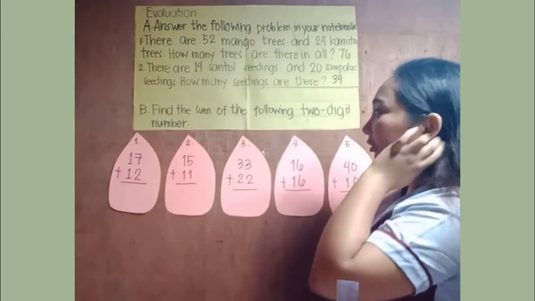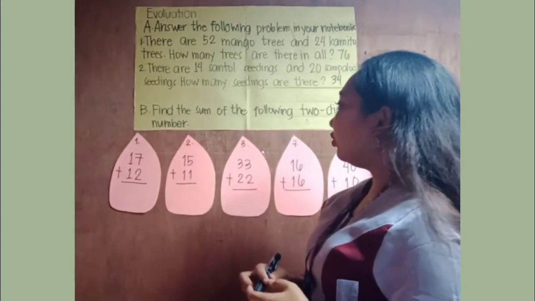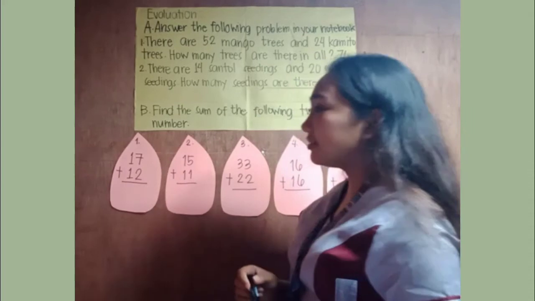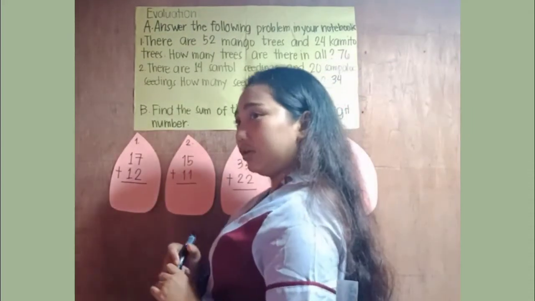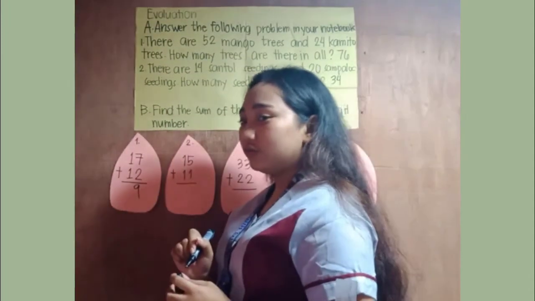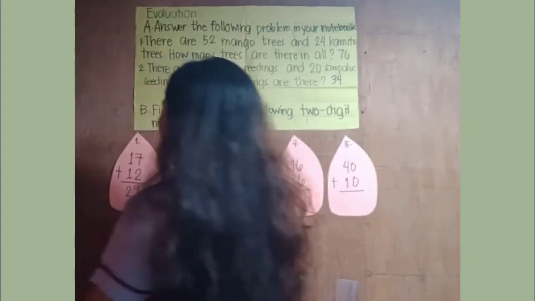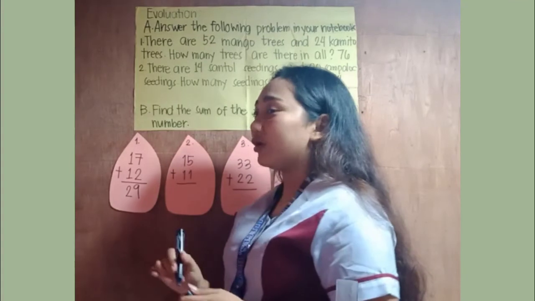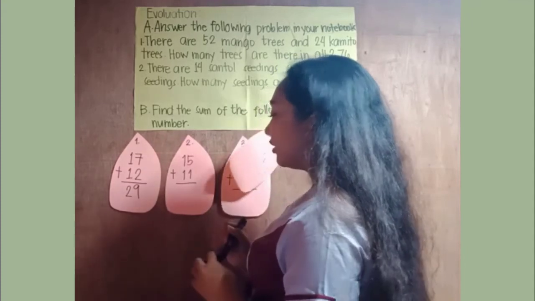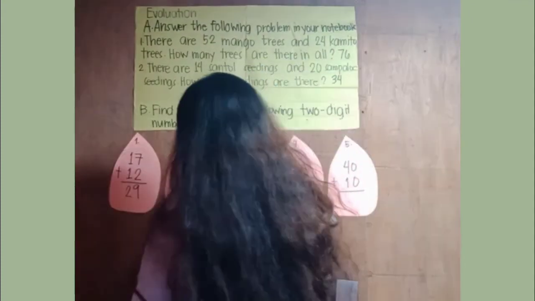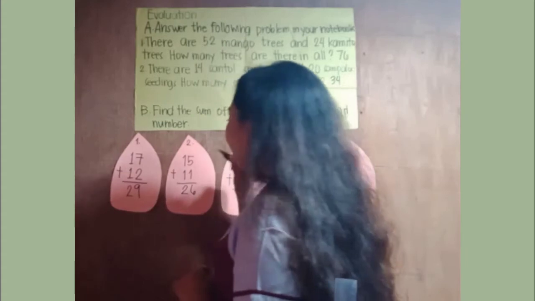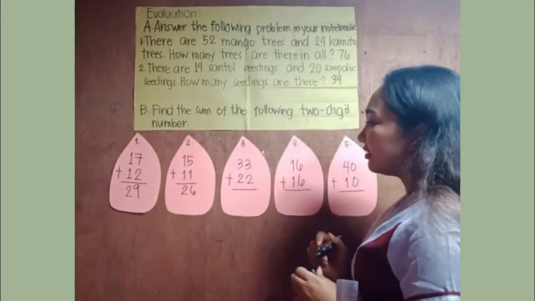So, in letter B, find the sum of the following two-digit numbers. In number 1, 17 plus 12. What is the answer? 7 plus 2 equals 9. Very good. 1 plus 1 is equals to 2. So, 17 plus 12 is equals to 29. So, in number 2, 15 plus 11. 5 plus 1 is equals to 6. Very good. 1 plus 1 is equals to 2. So, 15 plus 11 is equals to 26.